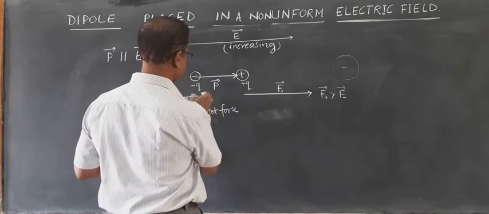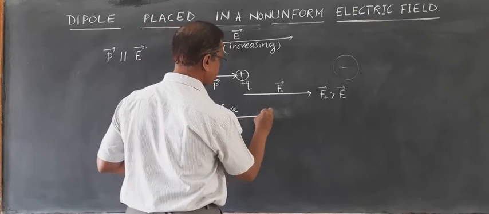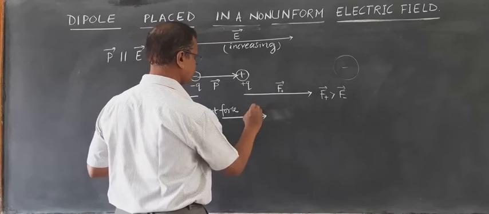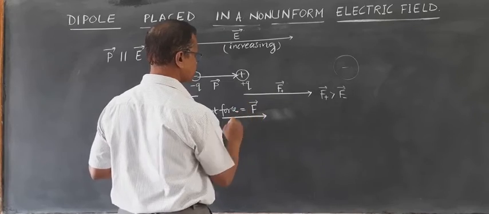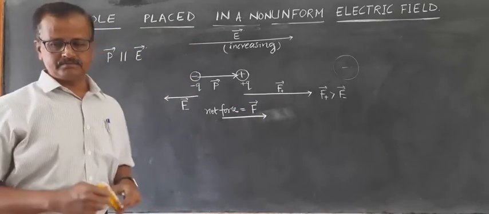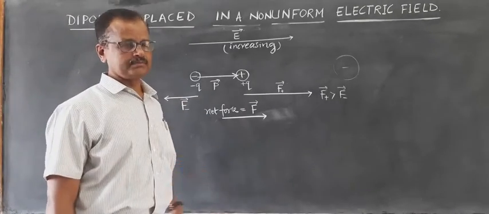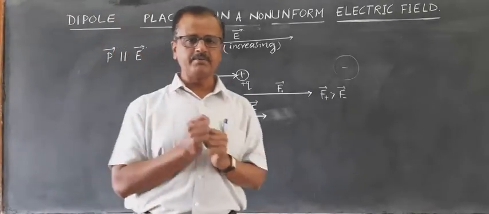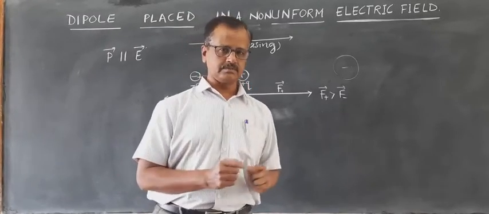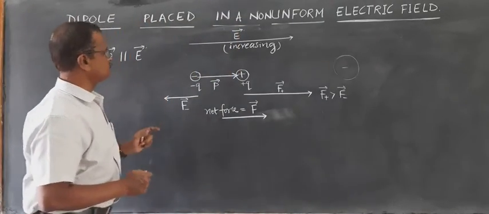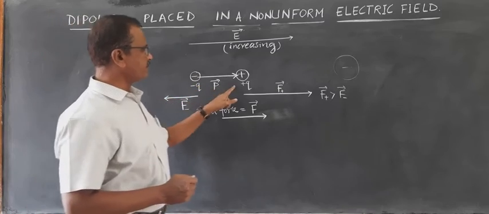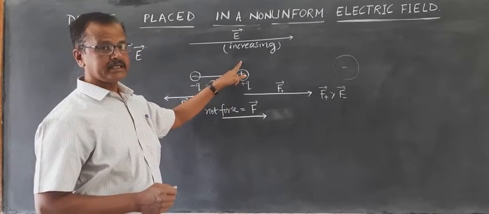So this minus this, the net force is acting in the direction of increasing electric field. So this you can write as net force F. Therefore, the net force is non-zero, whereas in the case of a uniform electric field, the net force is zero. Right? This is the case when the dipole moment is parallel to the increasing electric field.